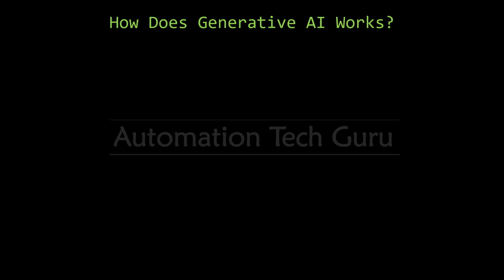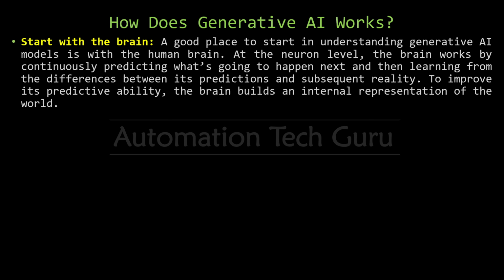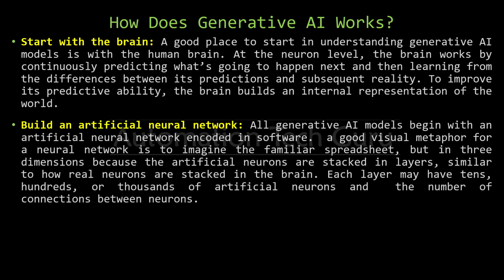So this generative AI, how does it work? Start with the brain. A good place to start in understanding generative AI models is with the human brain. At the neuronal level, the brain works by continuously predicting what is going to happen next, and then learning from the differences between its prediction and subsequent realities. To improve its predictive ability, the brain builds an internal representation of the world. Build an artificial neural network.